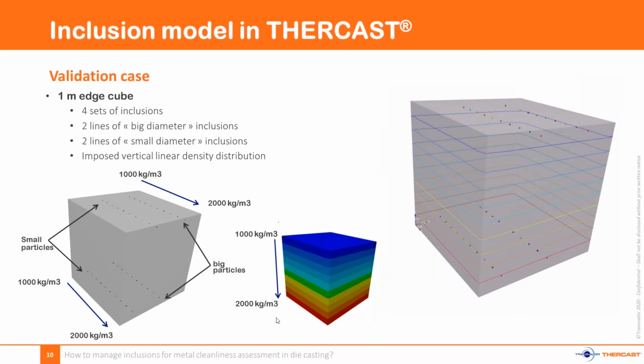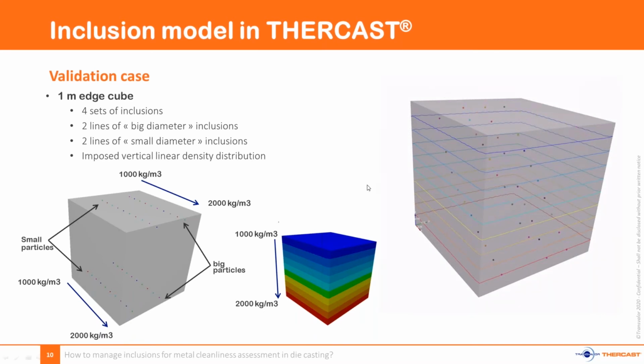So what do we expect from this? We expect that because the density of the particle corresponds to the density in the vertical direction, each particle, sorry, will be at the final position respective to the level of the density distribution. And also the big diameter inclusions should move symmetrically, the same for the small ones, but with a different velocity.